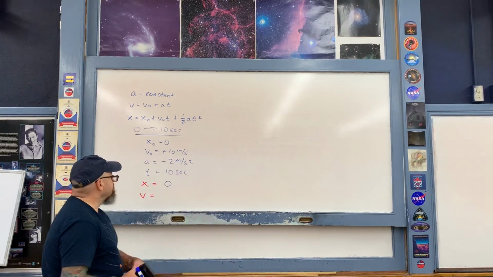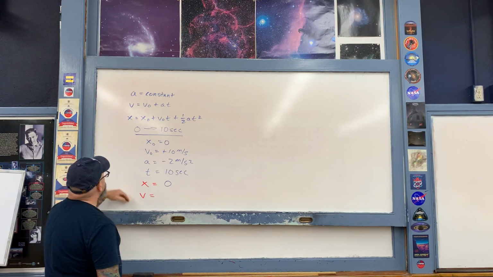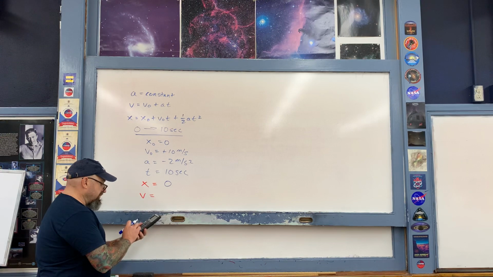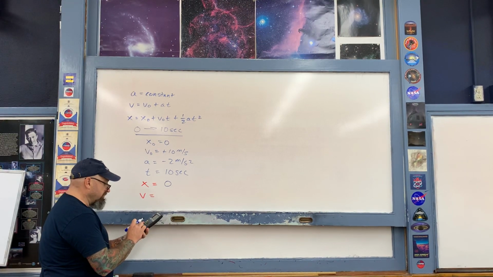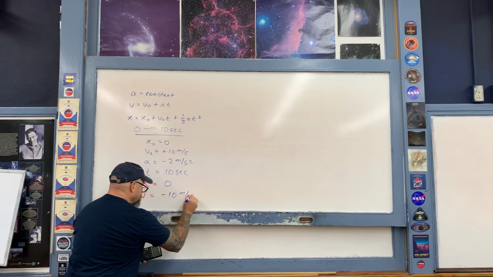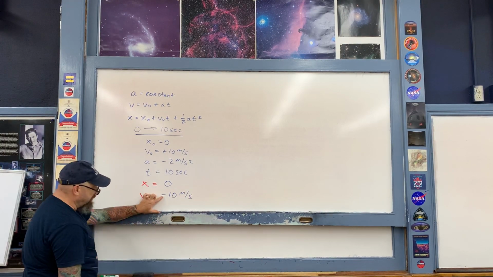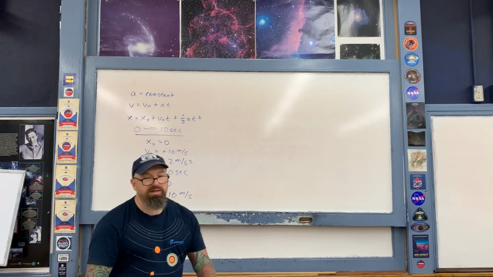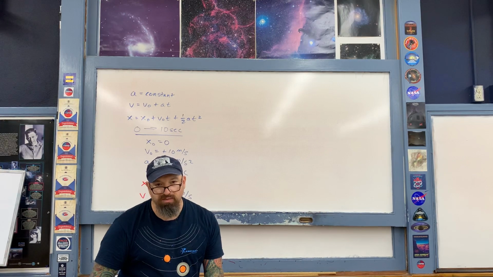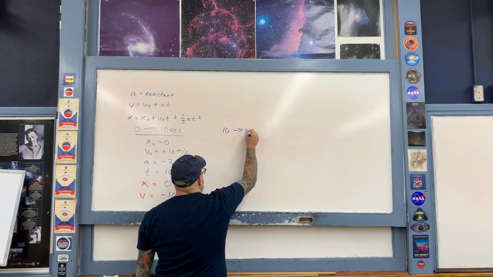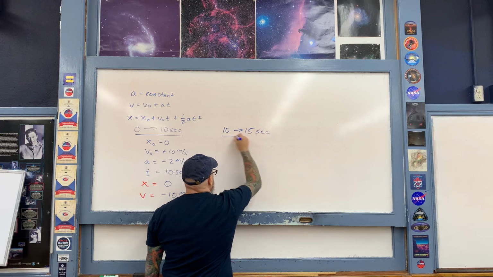Okay, next we calculate velocity. In order to do so, we plug everything into the velocity equation. So I first of all have v naught, which is 10, plus negative 2 times 10, and this ends up being negative 10 meters per second. So the object is moving in the opposite direction after the end of this 10-second time interval with a speed of 10 meters per second. And now we take a look to see what happens for the remaining 5 seconds of the problem. So now from 10 to 15 seconds.